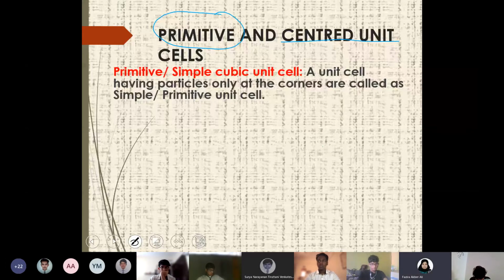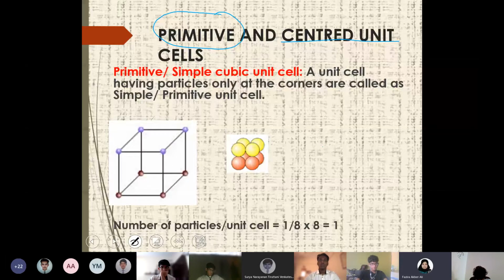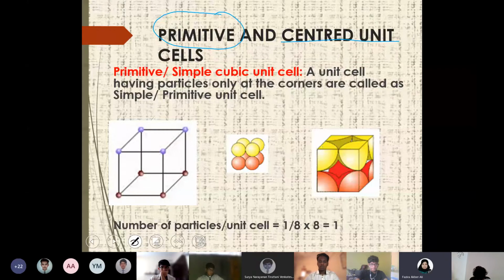Here the primitive unit cell means a unit cell having a particle only at the corners is called a simple or primitive unit cell. So you can see in the diagram, this is a cubic arrangement, a cube. There are 8 corners for a cube, right? That you might have learned in math in lower classes, middle school. There are 8 corners.